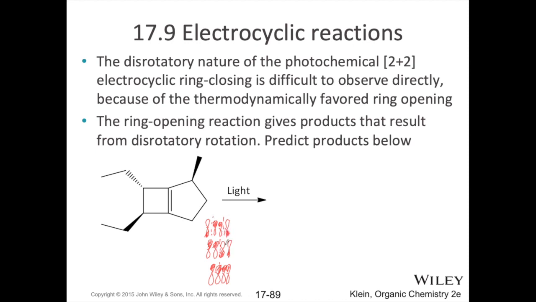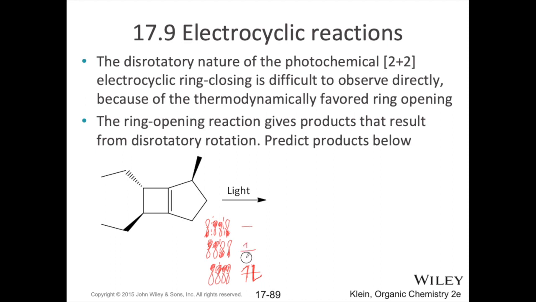And of course, if this were under heat conditions and this were in the ground state, this molecular orbital over here would be our HOMO, right? But since this is under light conditions, whoops, violated Pauli exclusion principle there.